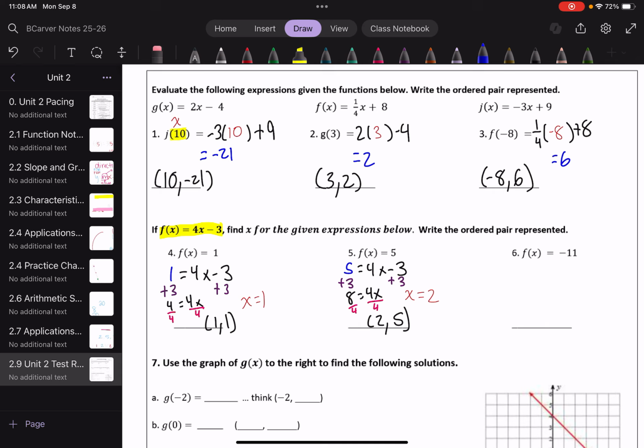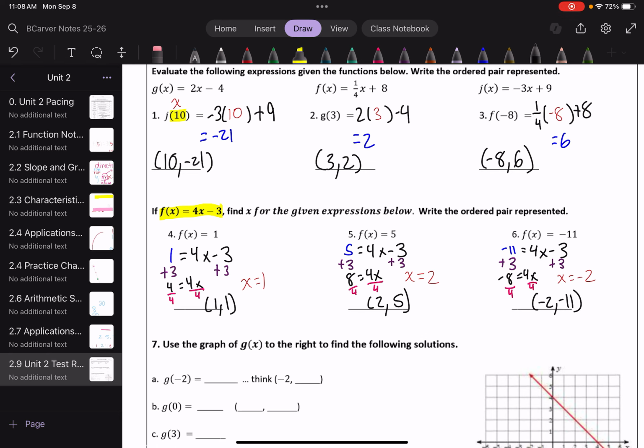Last but not least, I'm going to have negative 11 is equal to 4x minus 3. I'm going to add 3 to both sides. I'll get negative 11 plus 3 is negative 8 equals 4x. Then I'll divide by 4 to get that x is equal to negative 2. And the ordered pair will be negative 2 comma negative 11.